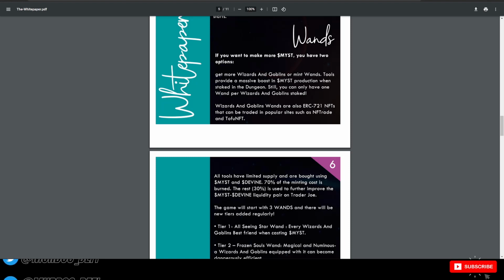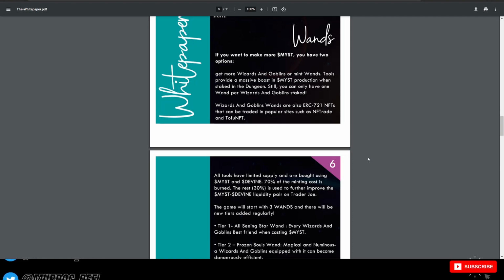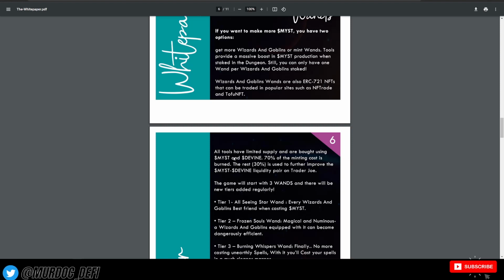So essentially, if you have 10 of these wizards and goblins staked in the dungeon, if you wanted to buy a wand, that is not going to cover all 10. You're going to have to buy 10 individual wands to increase the mist per minute that that specific wizard or goblin produces, right? All tools have a limited supply and are bought using the mist and divine tokens.